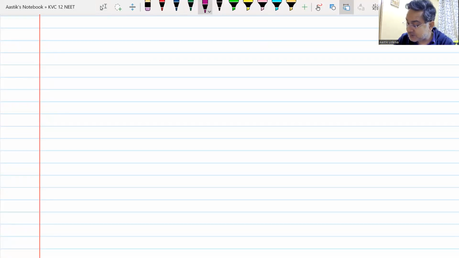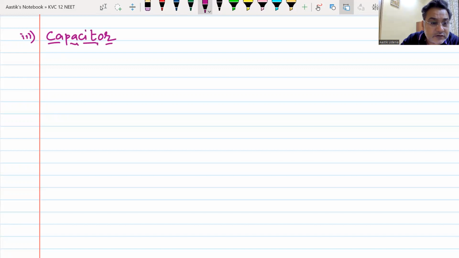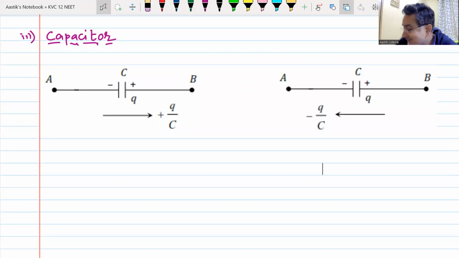The next element is our favorite capacitor. Do you remember capacitor, or have we forgotten capacitor? We remember, sir. Thank God. Students have this habit of forgetting things. Again, capacitor. Sir, Q is equal to CV. That is the only formula we have read.